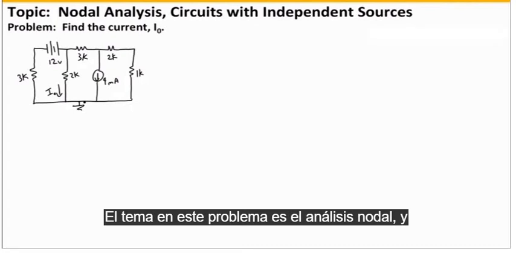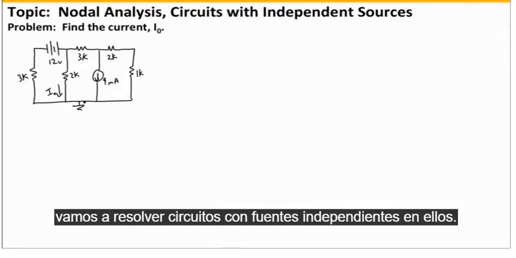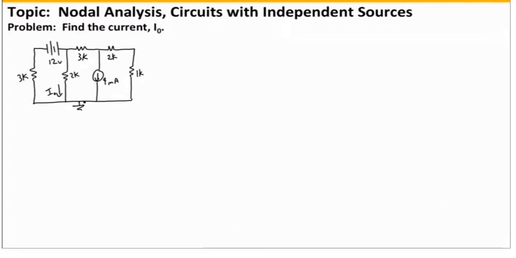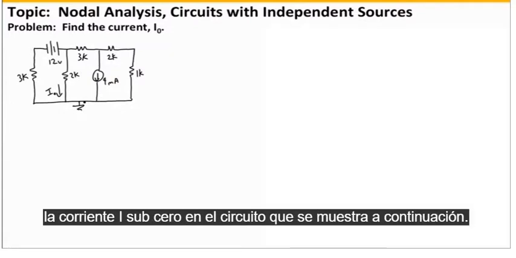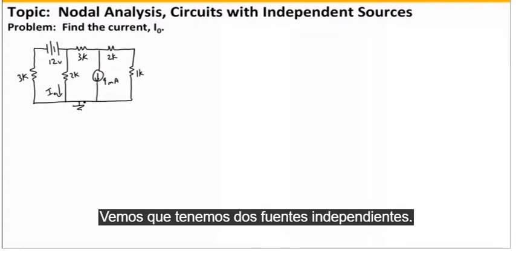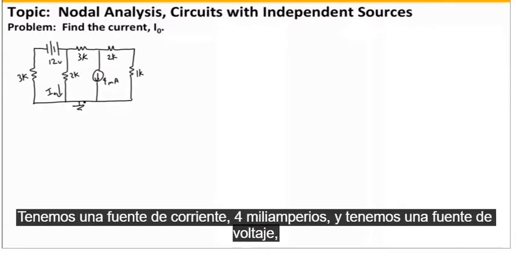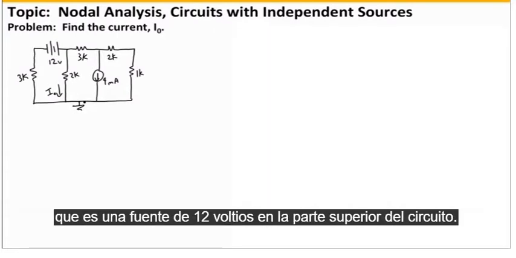This problem is nodal analysis, and we're going to solve circuits with independent sources in them. In this problem, we're looking for the current I sub 0 in the circuit shown below. We see that we have two independent sources. We have a current source, 4 milliamps, and we have a voltage source, which is a 12-volt source at the top of the circuit.